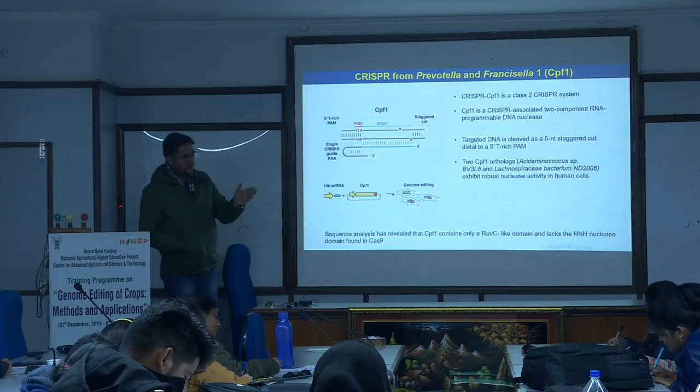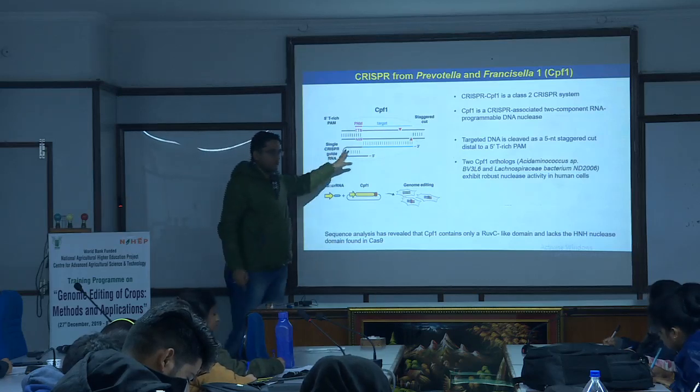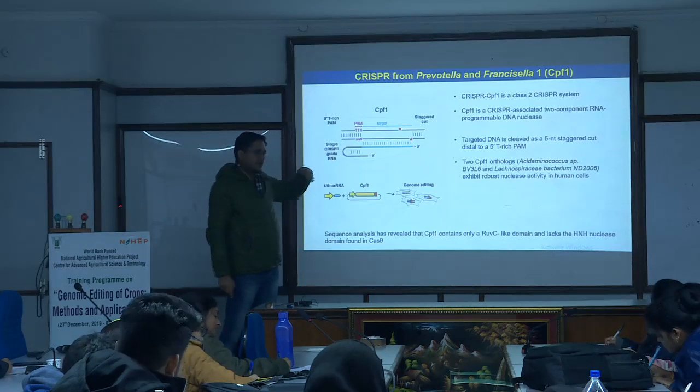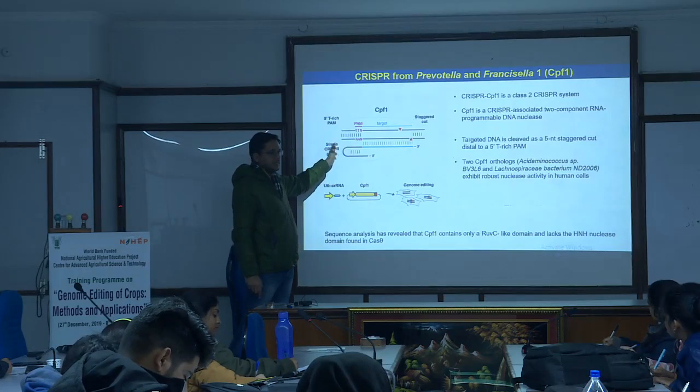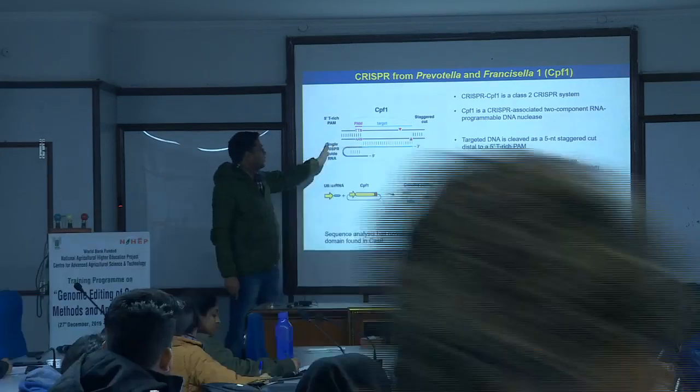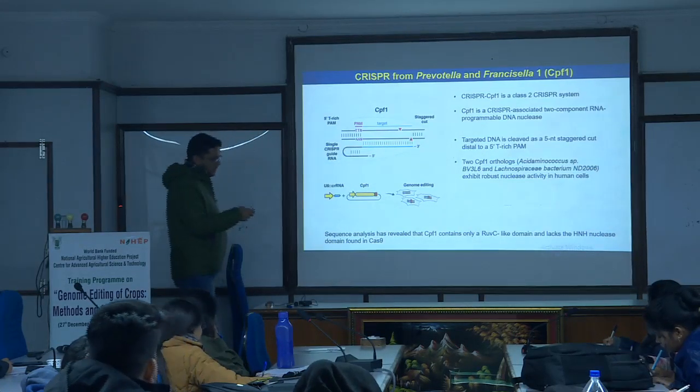It will generate your staggered end cut. Normally, the cuts are generated adjacent, just 3 base pairs upstream of your PAM sequence. However, in this case, the cuts will be generated 18 to 20 nucleotides away from your PAM sequence. So this is a very simple system.